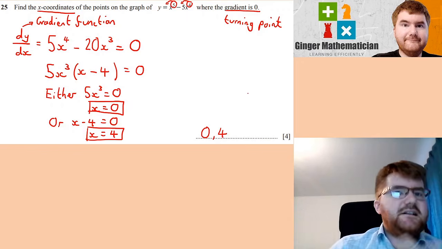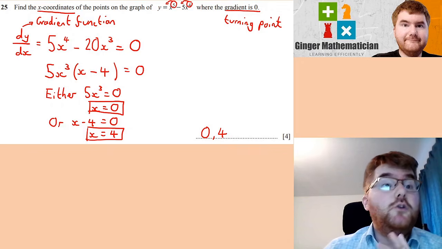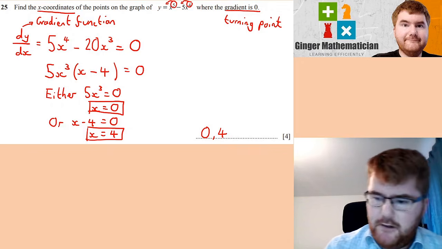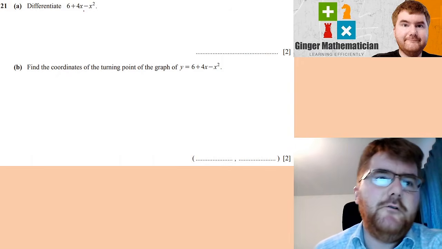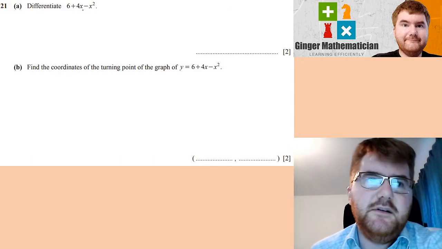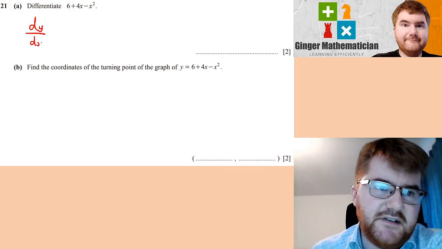However, in our next question we're going to look at on a paper 2, they sometimes ask you for the actual coordinate itself. Let's look at that now. So we want to differentiate 6 plus 4x minus x squared. So we need to differentiate this function. So let's go through that process now.